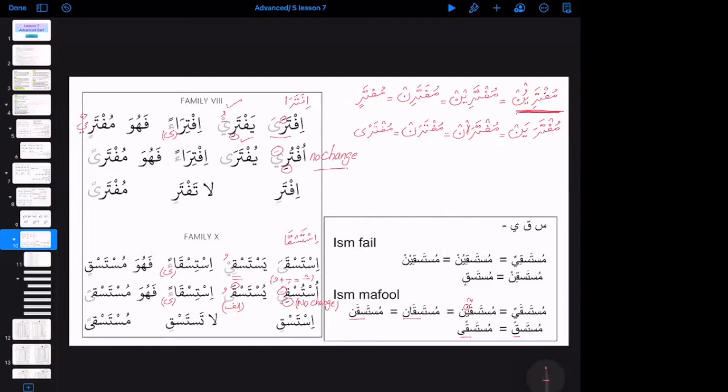I don't see any change. What rule is applied over here? Yuftaru. It is yuftaray, right? So the ajwaf rule is applying. Why? Because the ya is mutaharrik and it has a fatha, so it is changing into alif.